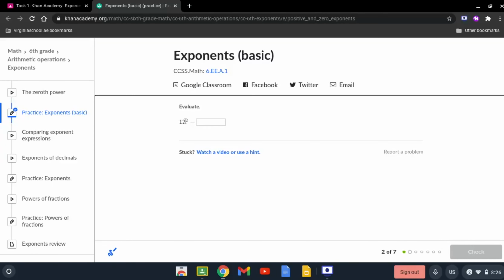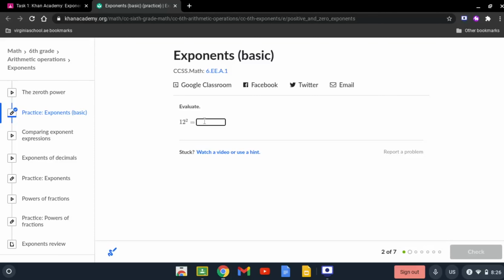Evaluate. We have 12 to the power of 2. Now what we have to do is multiply 12 by itself 2 times. You can always use a calculator for this if you want to make sure of your answer. You're just going to write 12 times 12. So you're going to multiply 12 by itself 2 times, and then you're going to get the answer, which is 144. Use a calculator for this if you're using big numbers.